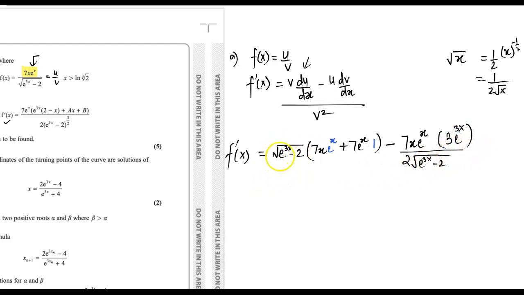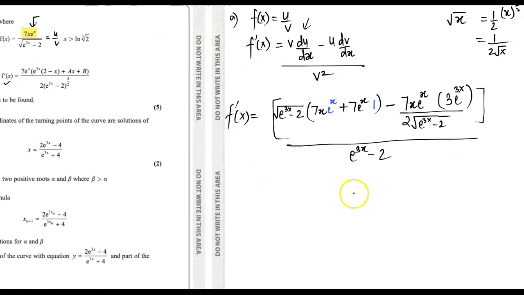And now the whole thing over your v squared. If we square the square root, we're going to be getting 1 over e to power 3x minus 2. I'm just writing 1 over e to power 3x minus 2 instead of drawing a big whole bottom. Hope that makes sense. Either you write it like this or like that. Okay, let's do one thing. First, I'm writing it like this only, and then from the next step, I'll be just compressing it down.